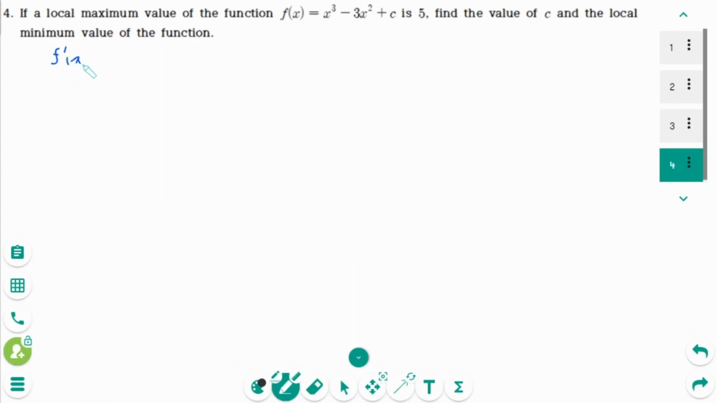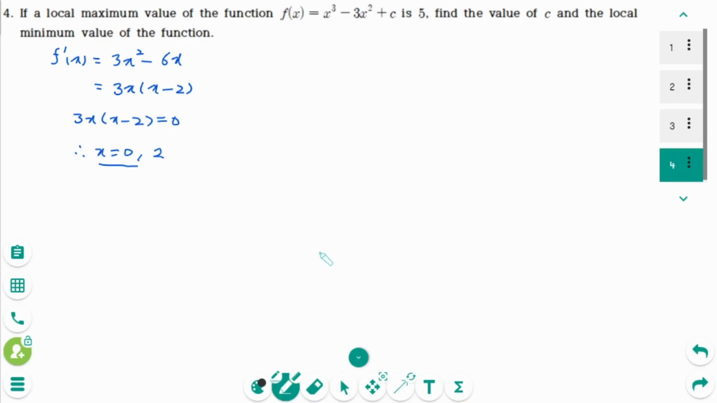F prime of x equals 3x squared minus 6x. We can factor, take out 3x, then x minus 2. Then 3x times x minus 2 equals 0, then x equals 0 or 2. So far, we already know that the local maximum is at x equals 0 because we can graph polynomial functions.